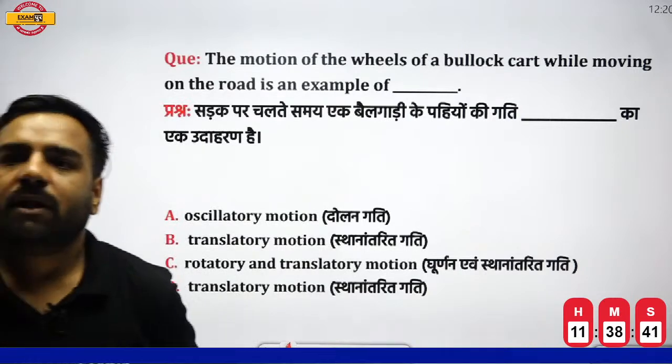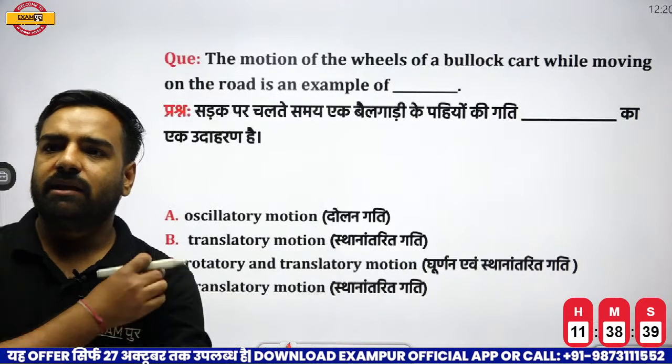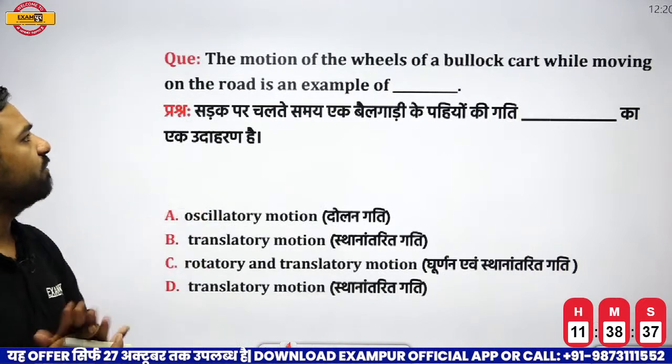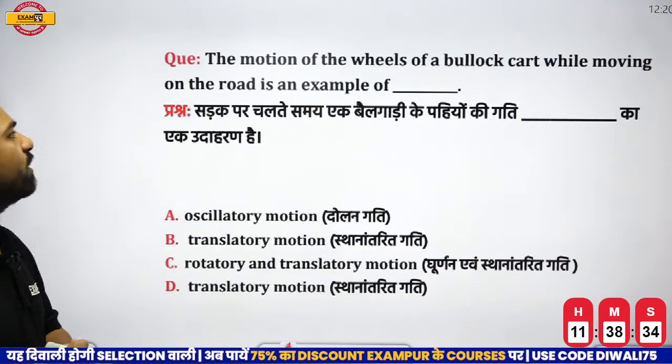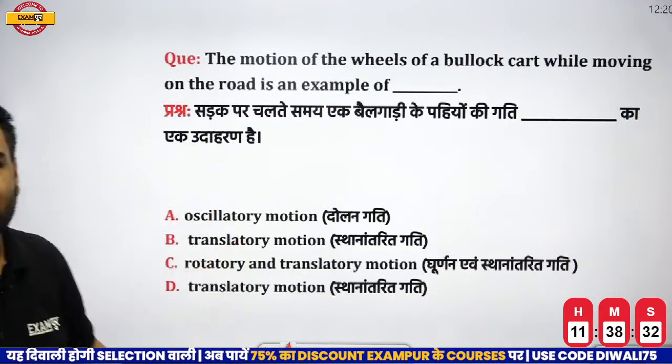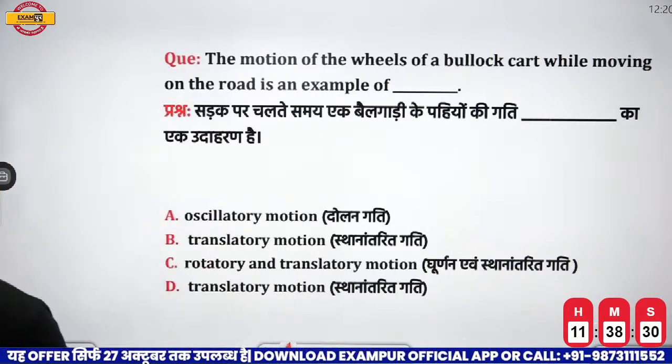Okay, Vikramaditya. I'll just tell the team. Till then, I want the answer. I was asking, the motion of the wheels of a bullock cart while moving on the road is an example of dash. So what is the correct answer over here? I'll just ask the team.